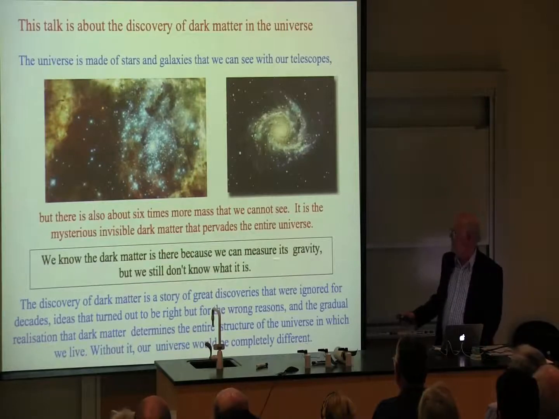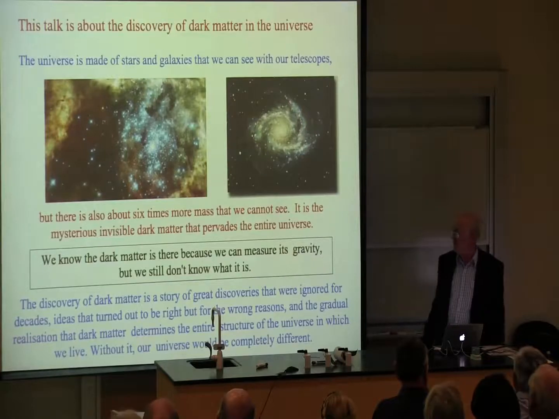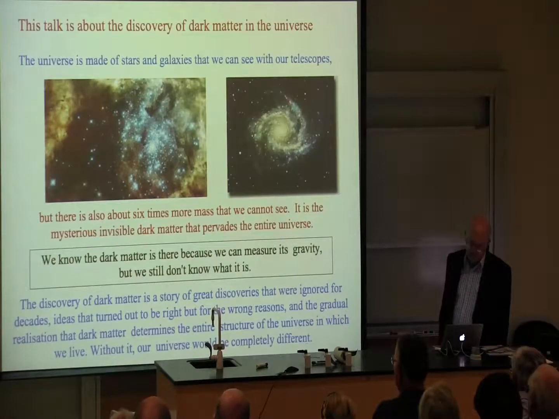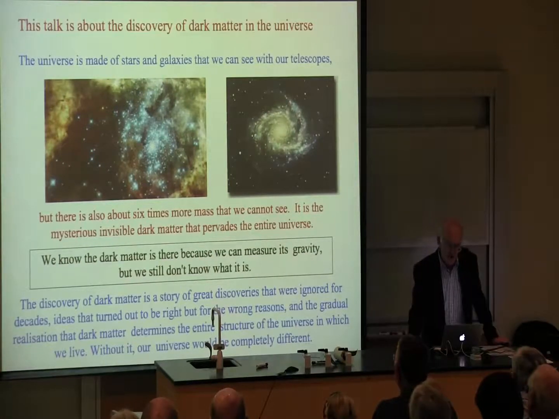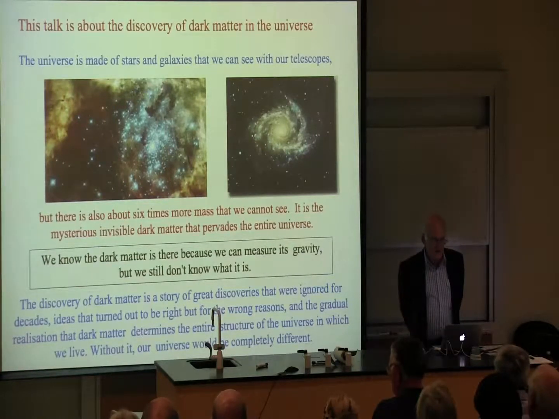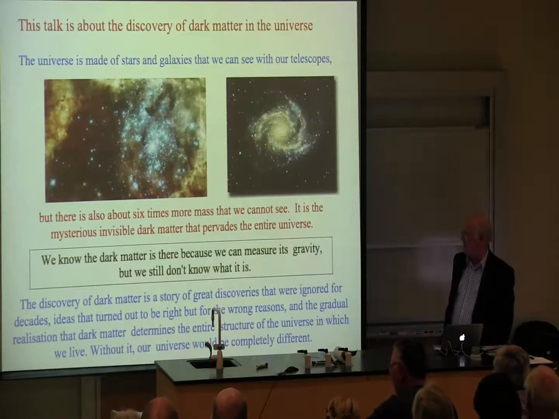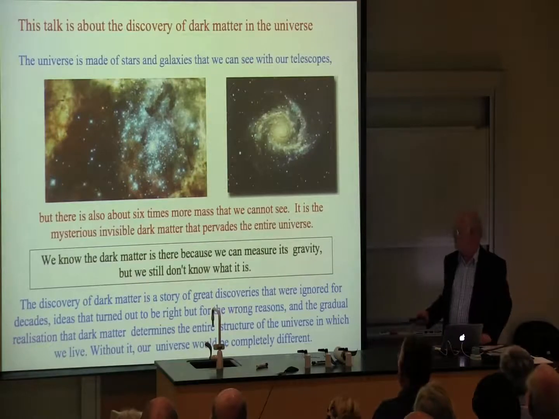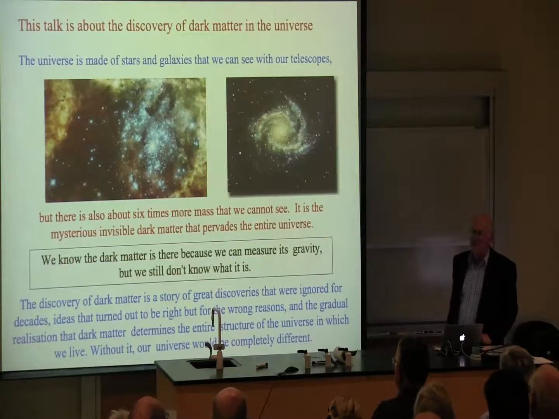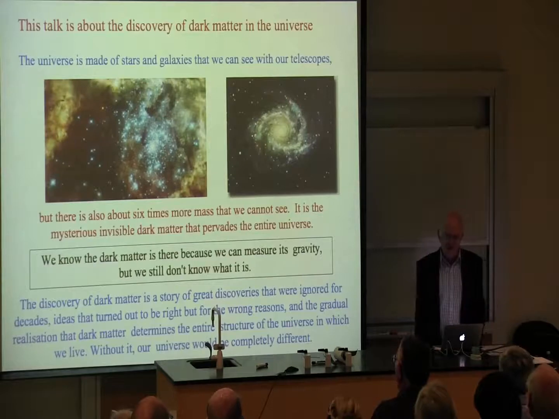We know it's there because we can measure its gravity, and I'll tell you more about how we measure gravity. Measuring gravity is actually relatively straightforward. But whatever this stuff is, and there's an awful lot of it, we don't know what it is at this point. So the discovery of dark matter is a story of great discoveries that were ignored for decades, ideas that turned out to be right but for the wrong reasons, and the gradual realization that dark matter is not just an interesting phenomenon. It actually determines the entire structure of the universe in which we live. Without it, our universe would be completely different. And we, in fact, may not be here. It's as serious as that.